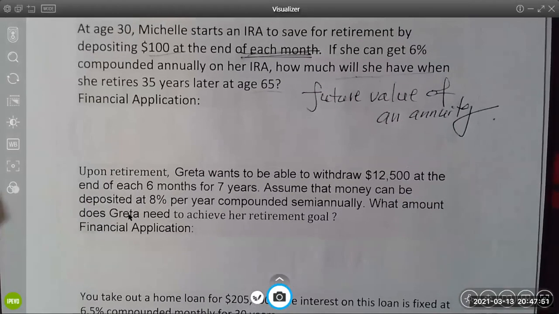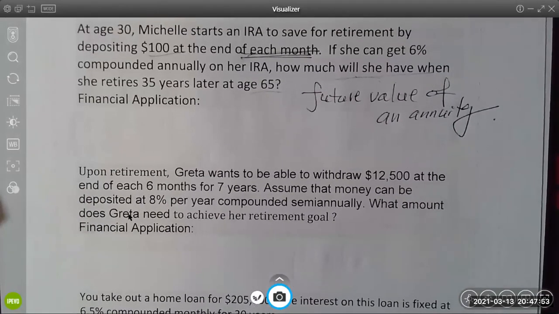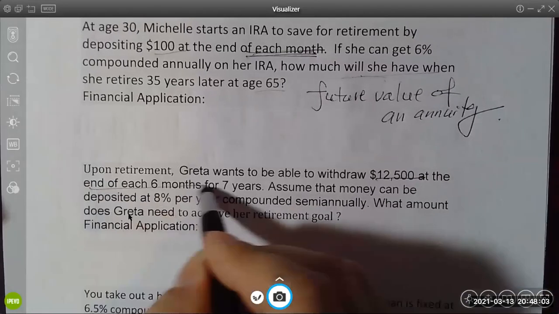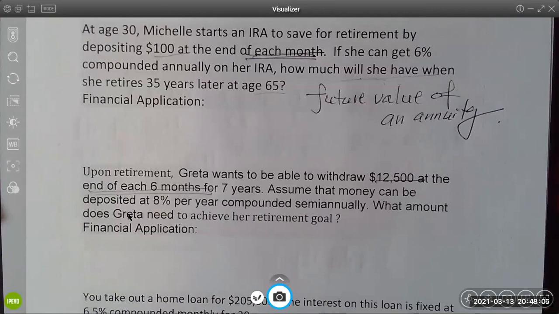Next one. Upon retirement, Greta wants to be able to withdraw 12,500 at the end of each month. Fixed amount, regular withdrawal at each 6 months for 7 years. Assume that money can be deposited at 8% per year, compounded semi-annually. What amount does Greta need to achieve her retirement goal?